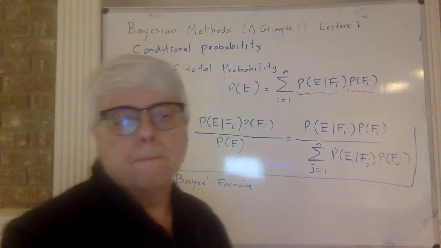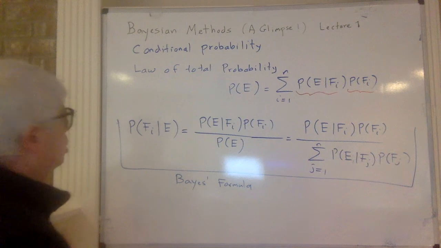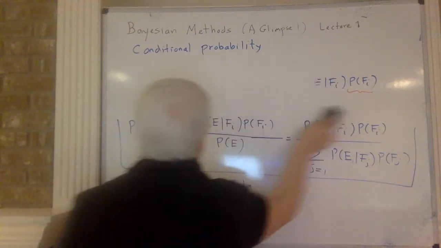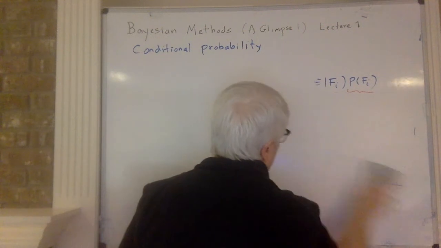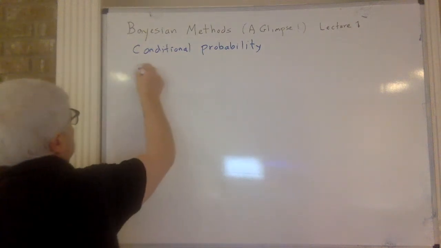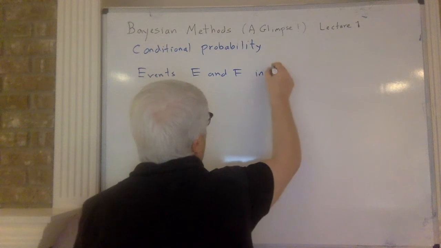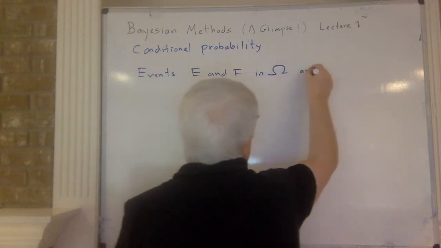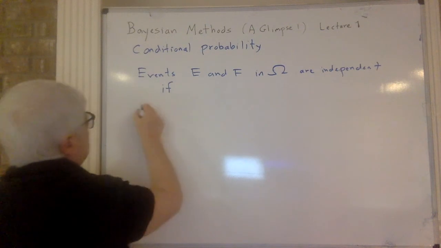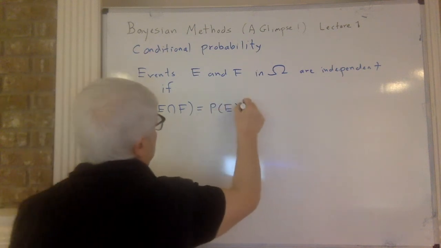And also, let's just look at the definition of independence. So, we say that events E and F in omega are independent if P of E intersect F is P of E times P of F.